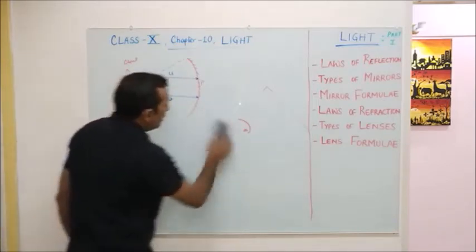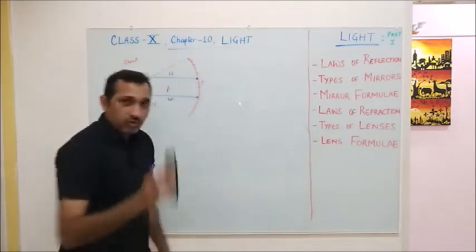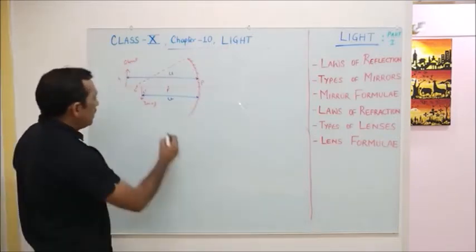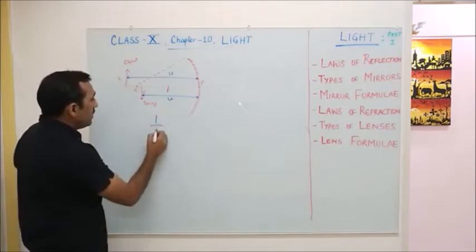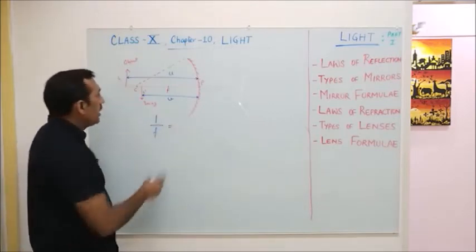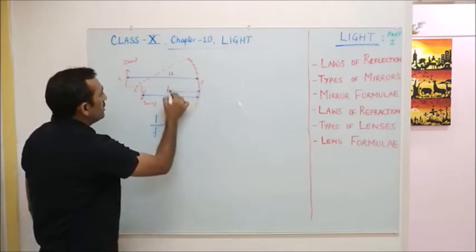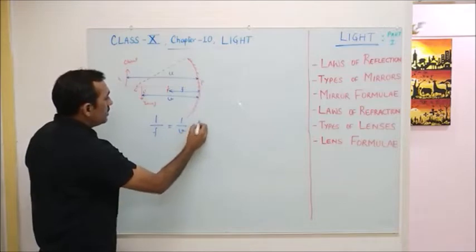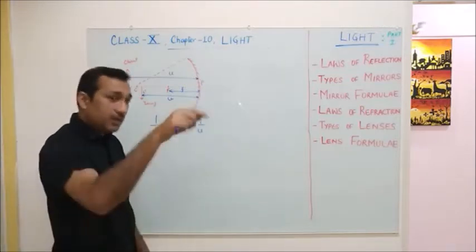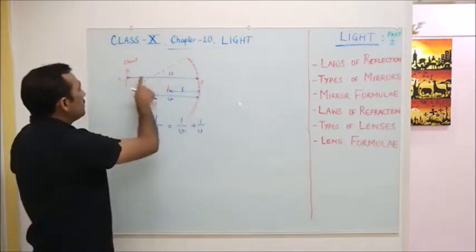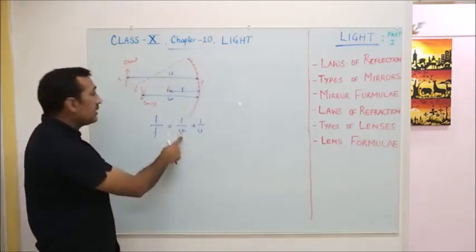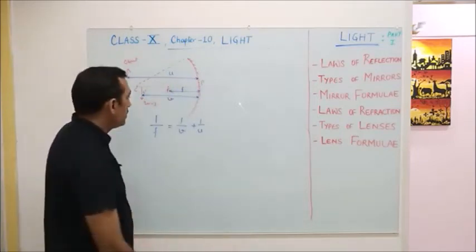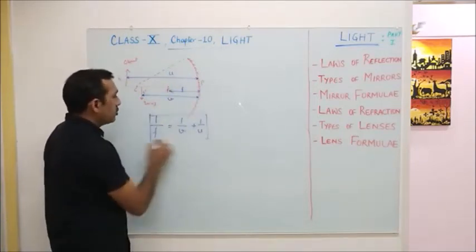We can write a relation. I am not going to derive it, we are directly jumping into the relation. The relation is 1 by f equals 1 by v plus 1 by u, where f is the focal length. Let me repeat. u is the distance from the pole to the object, v is the distance from the image to the pole, f is the focal length. So this is the relationship.